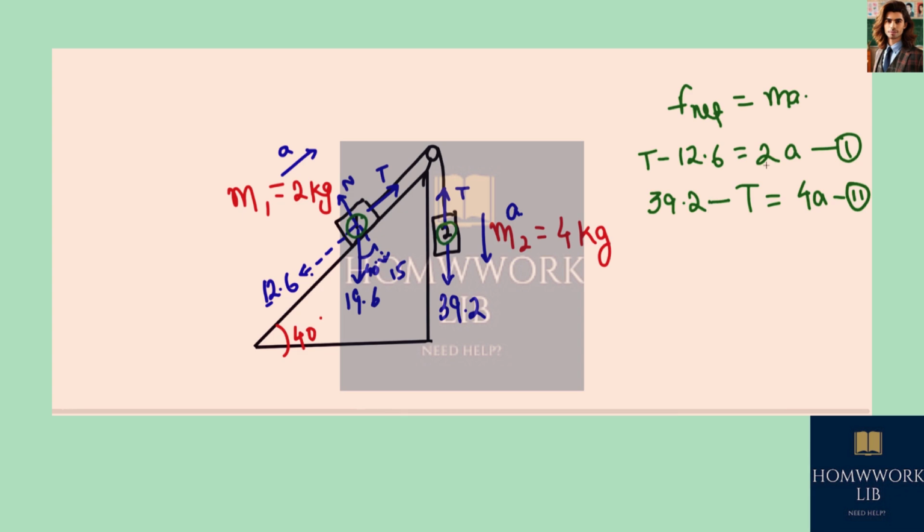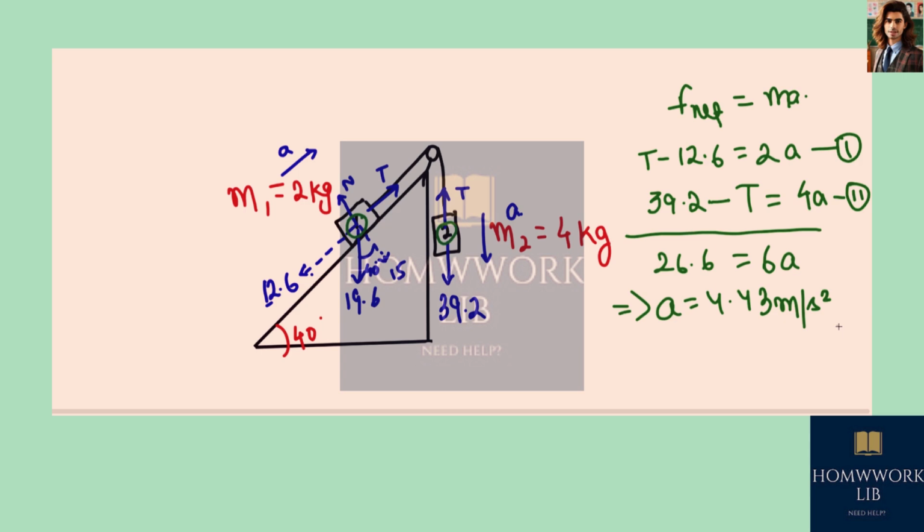First we add these two equations so that we can eliminate T and figure out A. Adding this, we get 39.2 minus 12.6, which is 26.6, equal to 6A. When we divide 26.6 by 6, we get the acceleration coming out to be approximately 4.43 meters per second squared.